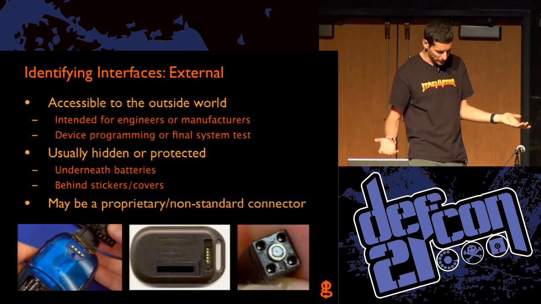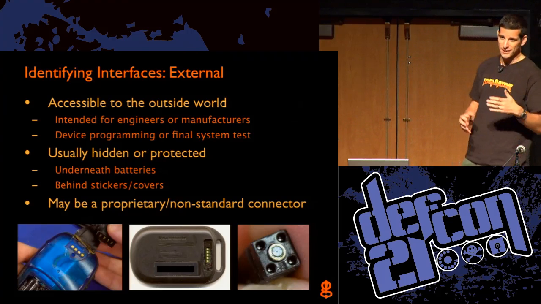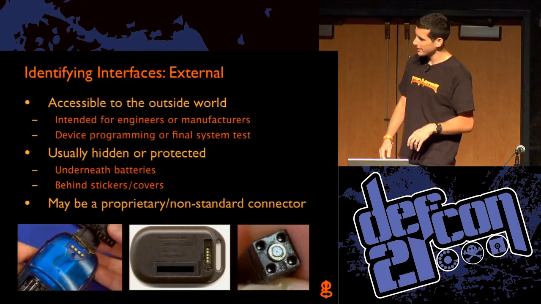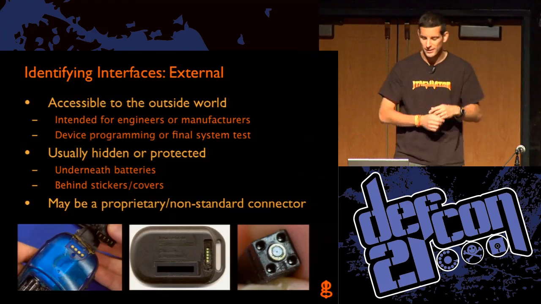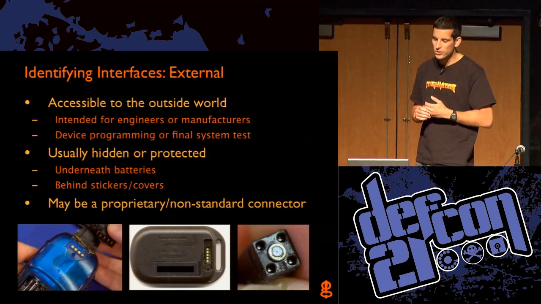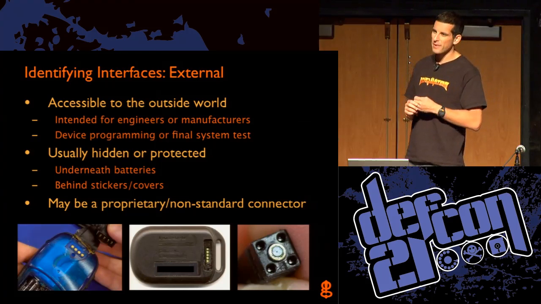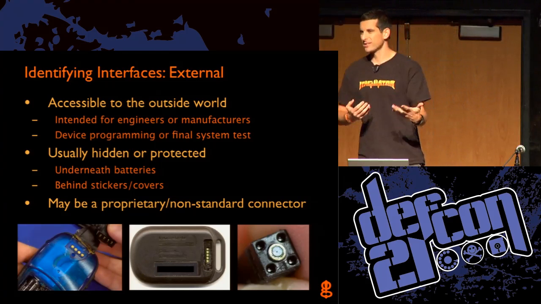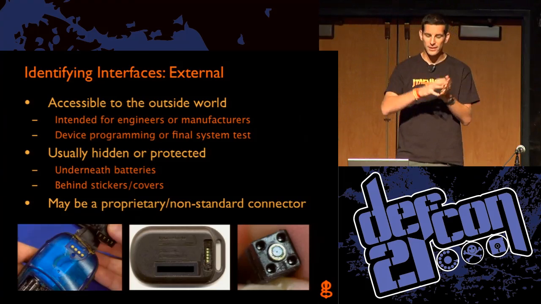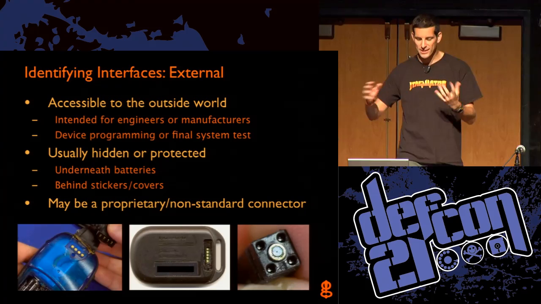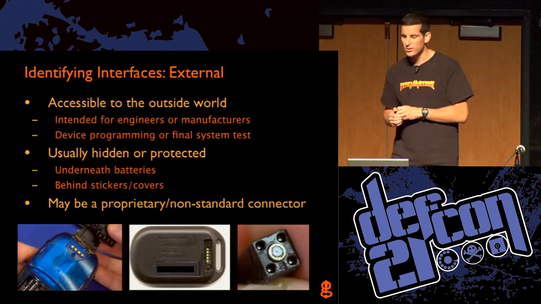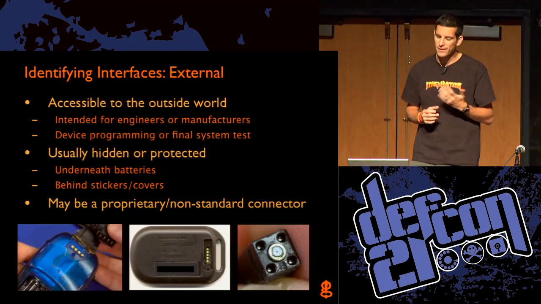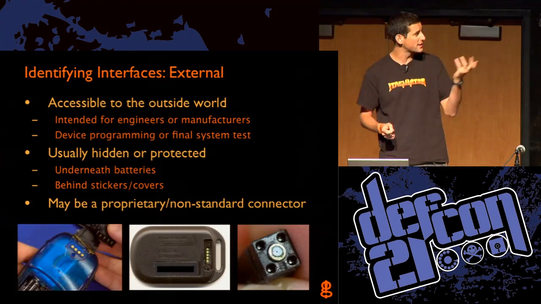So first we have to identify interfaces before we even try to hook up the JTAGulator to it. External interfaces are things that we don't even have to open up the product to look for. So they're accessible to the outside world. Usually they're intended for engineers or manufacturers, not for end users. So you'll see them hidden under batteries or under stickers or covers on the back of the device or somewhere on the device.